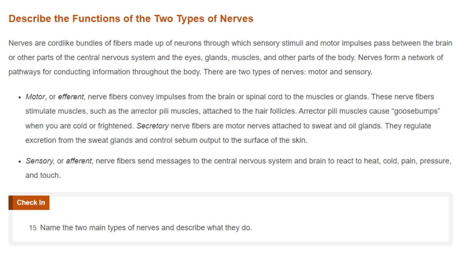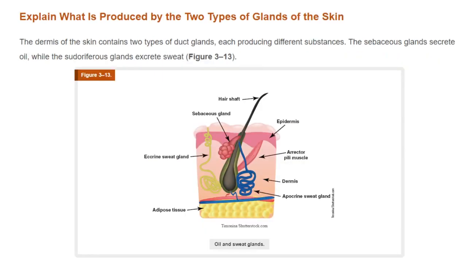Check in. Name the two main types of nerves and describe what they do. Explain what is produced by the two types of glands of the skin.